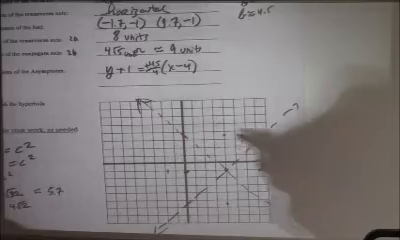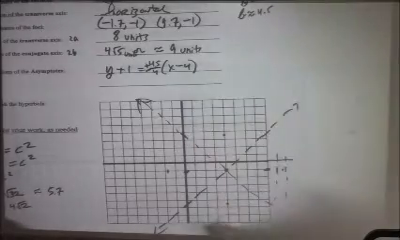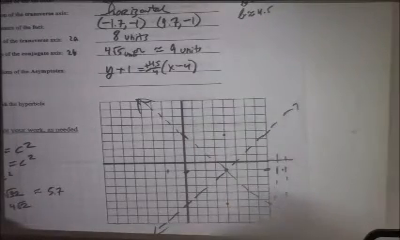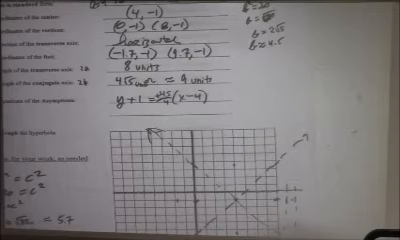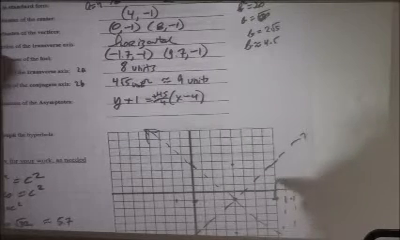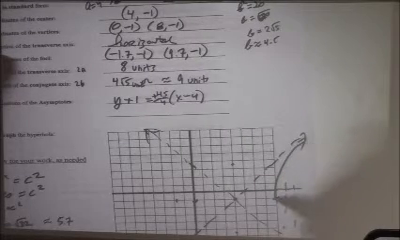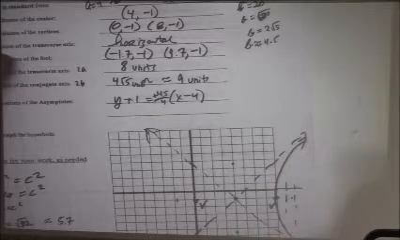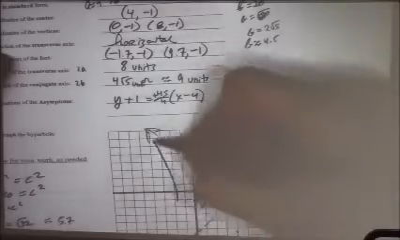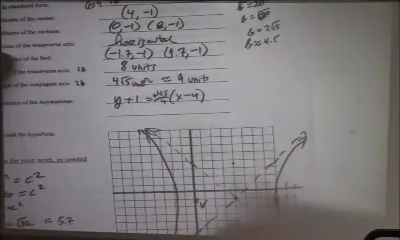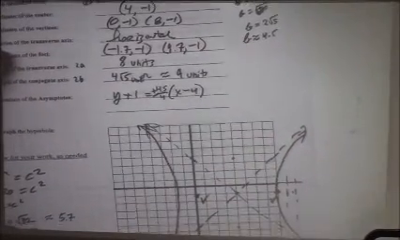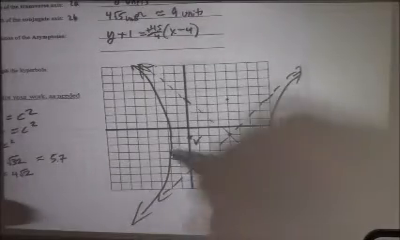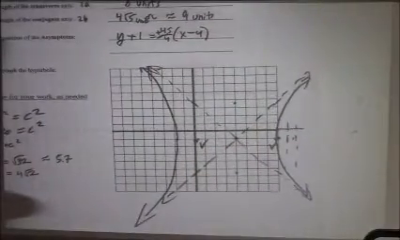Now, I'm either going to be doing the curves this way or this way, but this one, it looks like we have to do it this way because these are the vertex points, vertex and vertex. So that's approximately what the hyperbola should look like.